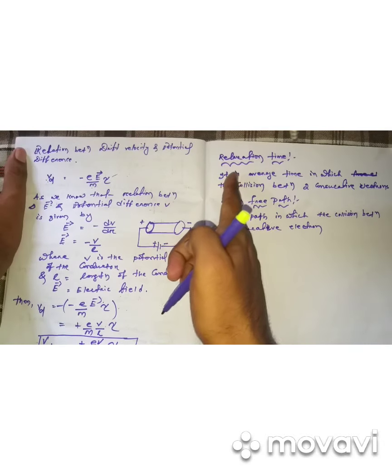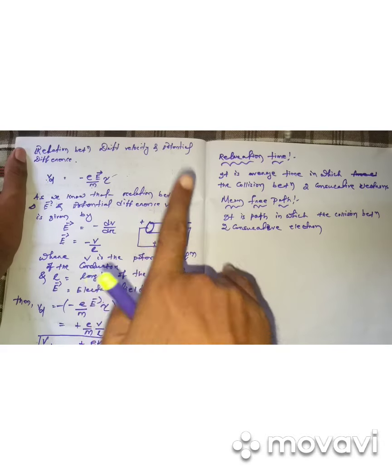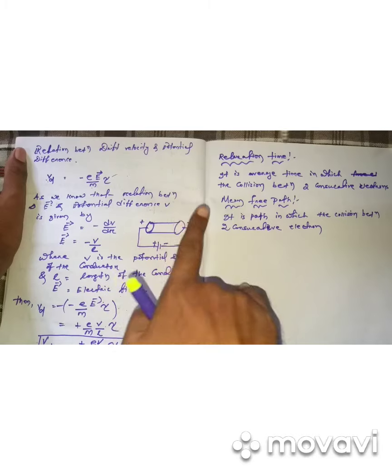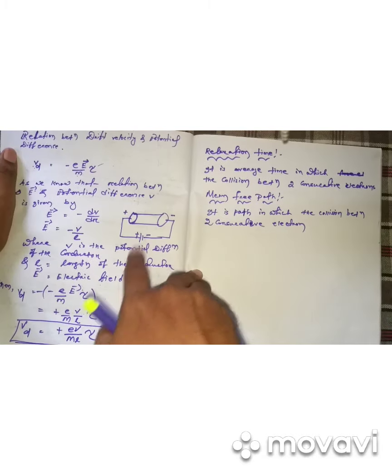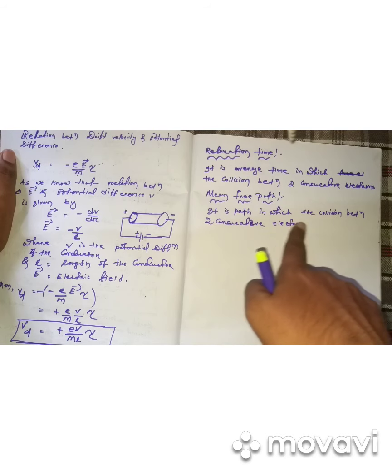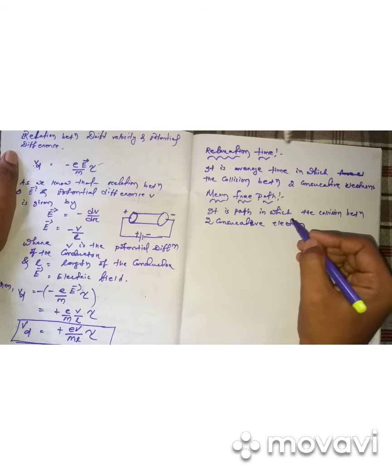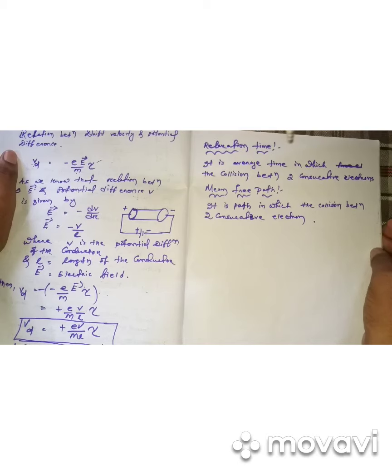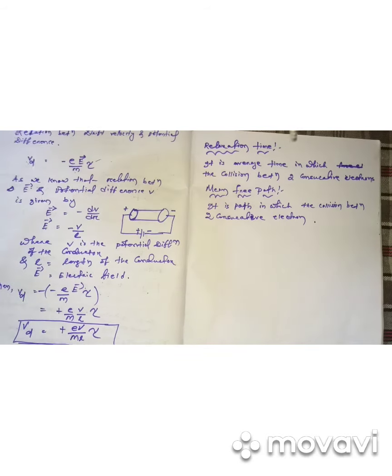Okay, so this is a 2-mark question. Relaxation time means what? It is the average time in which the collision between two conjugative electrons occurs. Mean free path means it is the path in which the collision between two conjugative electrons occurs. Okay, next thing is mobility of electron.